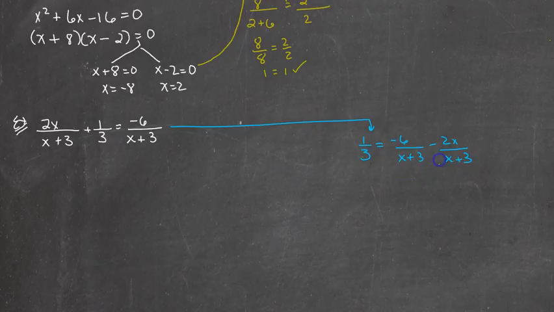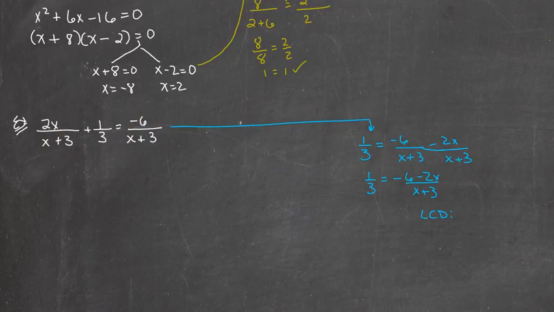All I have here is the same denominator, which means I can just do that, and then I have 1/3 equals -6 minus 2x over x plus 3. And then if I do the lowest common denominator and finish out, I'll be able to cancel those out. Totally allowed if you see that pattern.